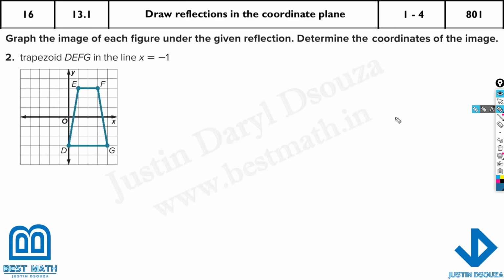What about this trapezoid? Same thing. You need to see where it is reflected. This is reflected over here along this line. So now that is the line.